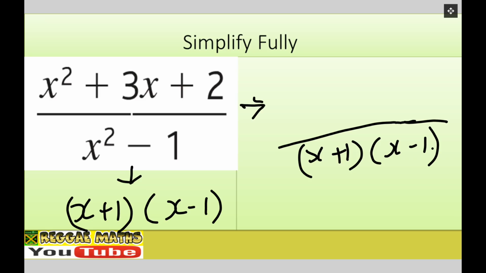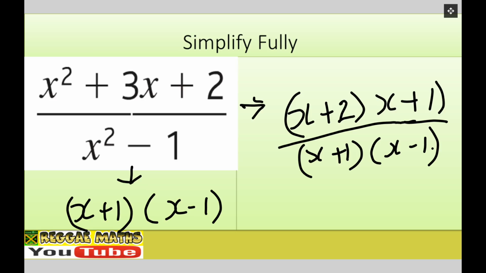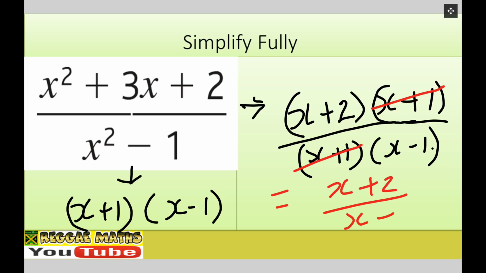So at the top here, we're looking for two numbers that times together to give me 2, and when I add them, it gives me plus 3. So it's going to be x plus 2, x plus 1. So we can cancel here. We're left with x plus 2 over x minus 1.